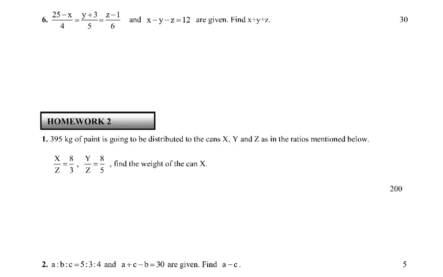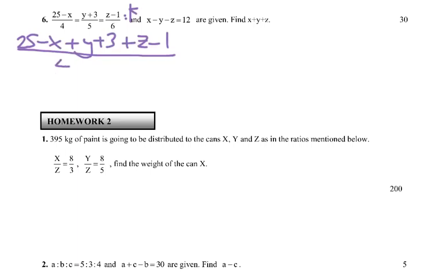In question 6 then, we know that each one of these expressions equals the same value k, and we know from our property b that if we add all the numerators and then add all the denominators, we still end up with the value k. So for example, all of this divided by 4 plus 5 plus 6 will still be equal to k.